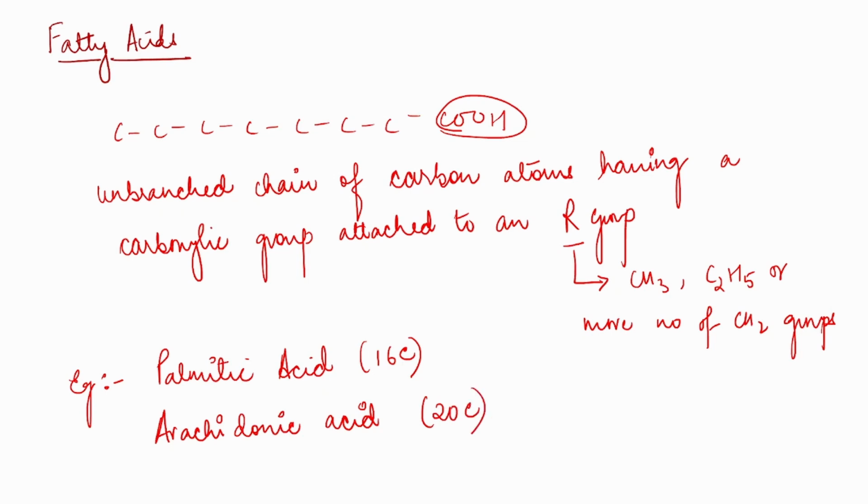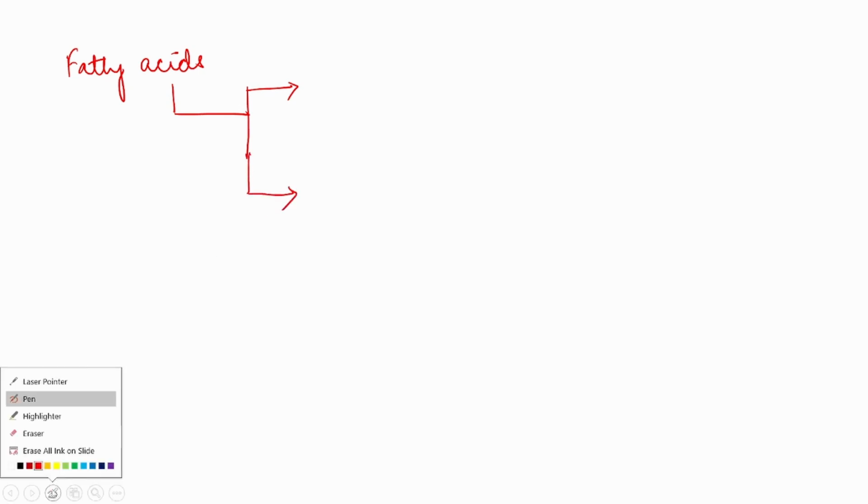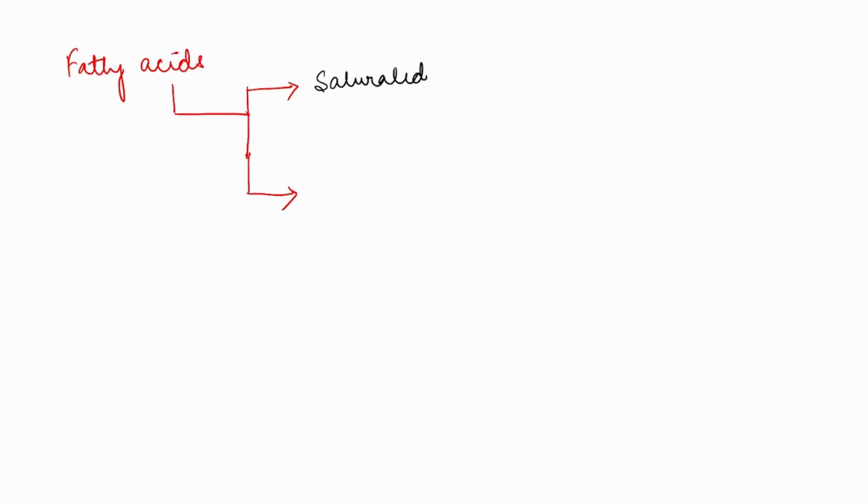Now fatty acids are classified into two types. What are the two types of fatty acids? One is saturated fatty acids, and another is unsaturated fatty acids.